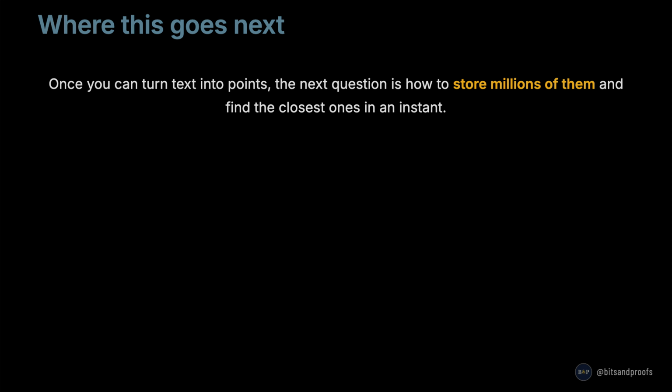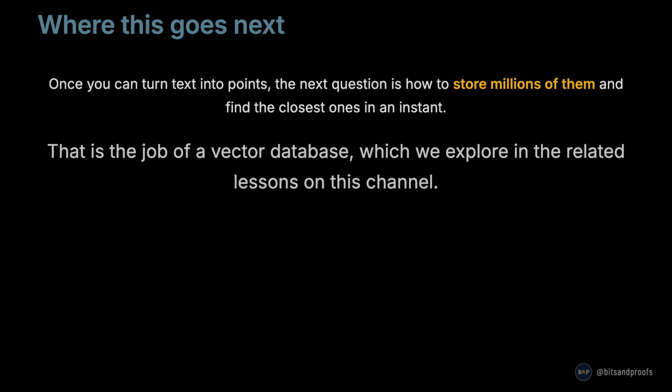So where does this go next? Now that you understand embeddings, the next question is how to store millions of them and find the closest ones in an instant. That is the job of a vector database, the next video in this series. And once you have a vector database, you have everything you need to build RAG, an AI that truly knows your data.